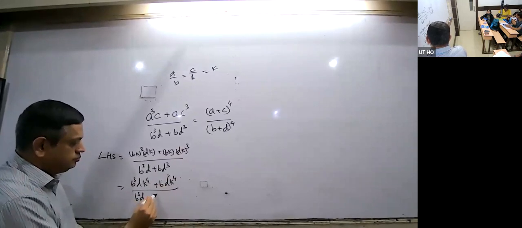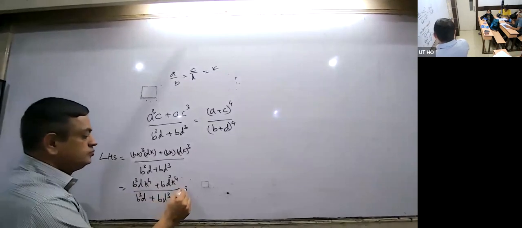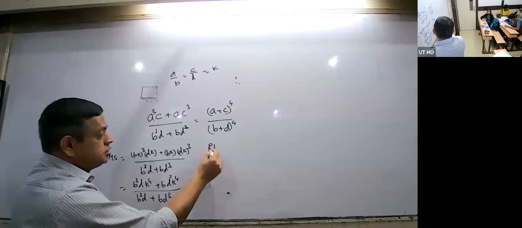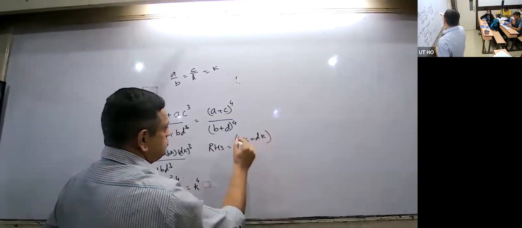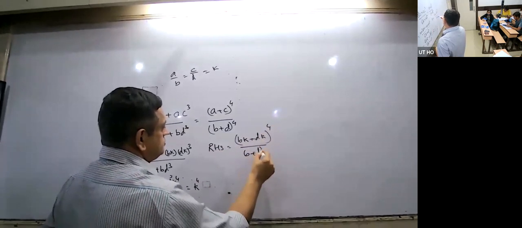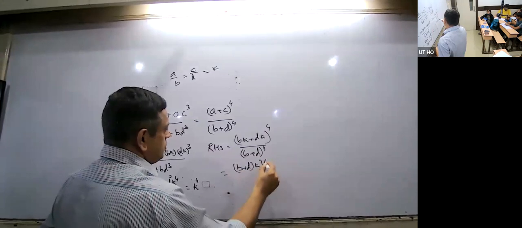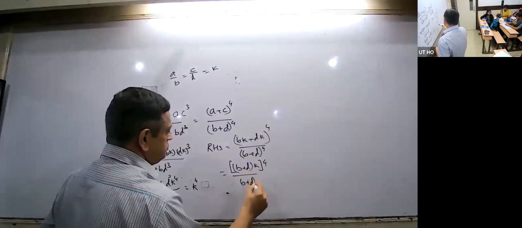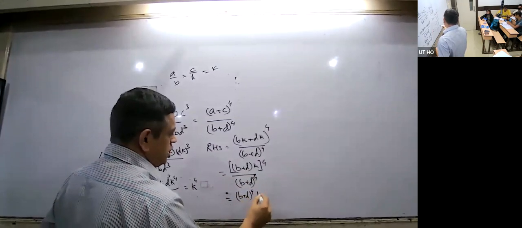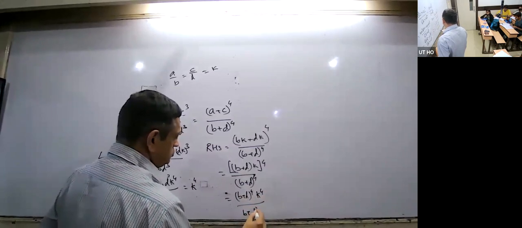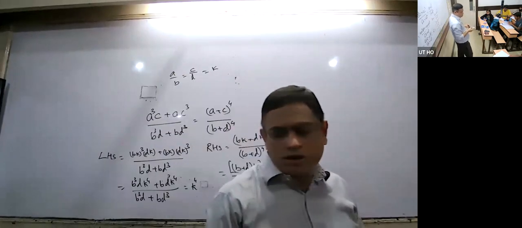We take K raised to 4 as common and cancel. The answer is K raised to 4. Same way, RHS, substitute, same thing now. A is equal to BK, C is equal to DK. So B plus D times K raised to 4. Understood? Yes, sir. So this is B plus D raised to 4 times K raised to 4. Cancel K raised to 4. Understood? Yes. This way all the questions are same format only.